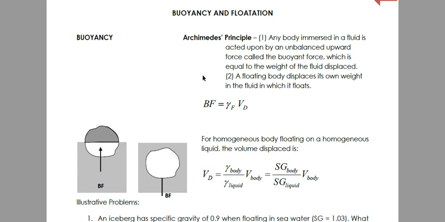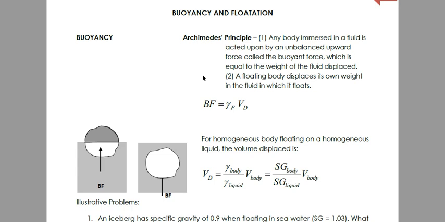So let's start with our topic then. Our topic is buoyancy and flotation. Buoyancy, also known as the Archimedes principle, states that any body or any object that is floating or fully submerged in a fluid is acted upon by a vertical upward force called the buoyant force, which is equal to the weight of the fluid displaced by the body or the object.